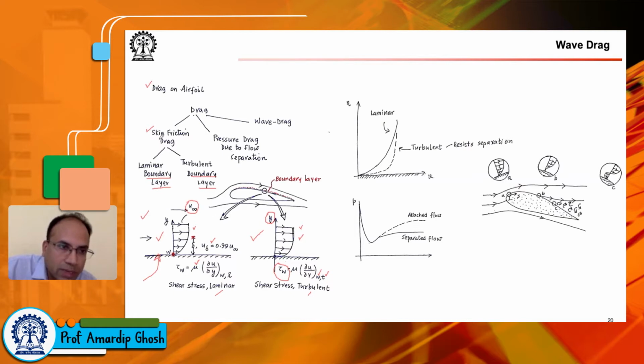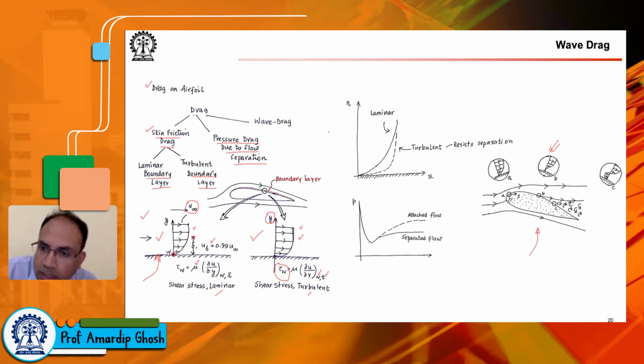So we have looked at skin friction drag already. I'm just trying to recap a bit. And then comes this thing called the pressure drag. And we have seen that we use the qualifier due to flow separation. So pressure drag due to flow separation. This is something we have also studied. And this is perhaps a nice visual to remember when you think of pressure drag due to flow separation.